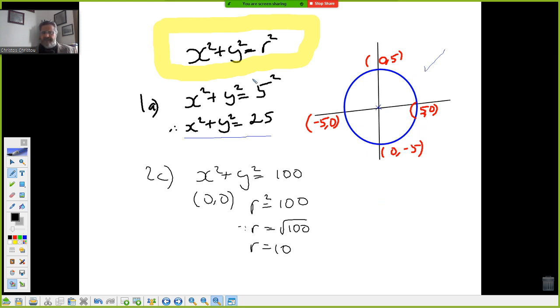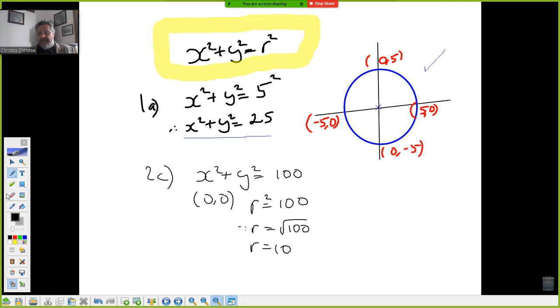So if it's got a radius of 5, the point right there must be 5, 0. The point right there on the y-axis must be 0, 5. The point right here on the x-axis in the negative direction must be minus 5, 0. And the coordinate on the y-axis in the negative direction will be 0, minus 5. You've got a load of 5s. Why? Well, because the radius is 5.